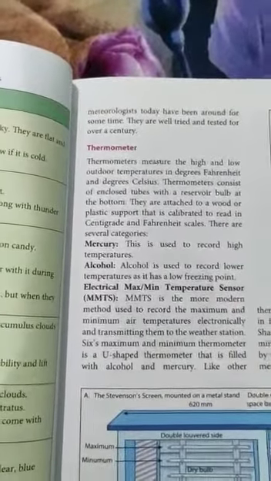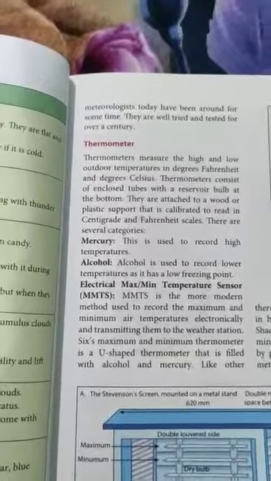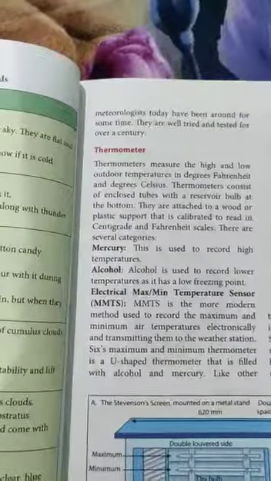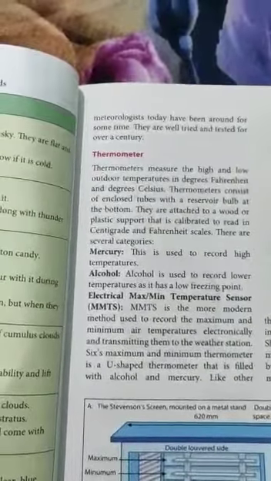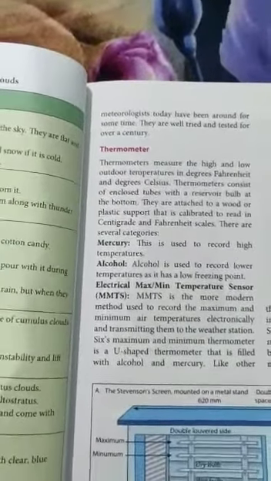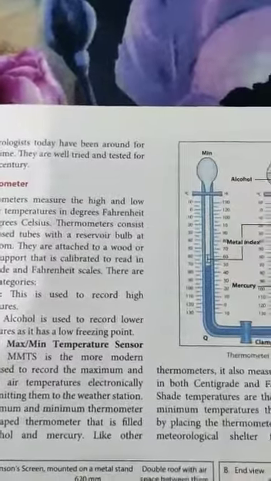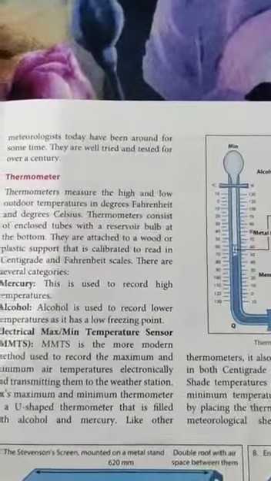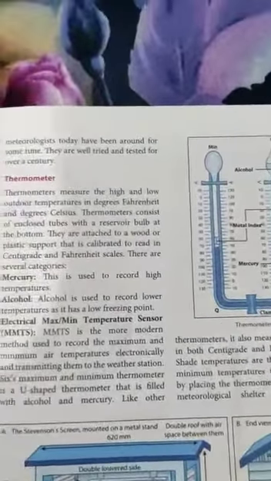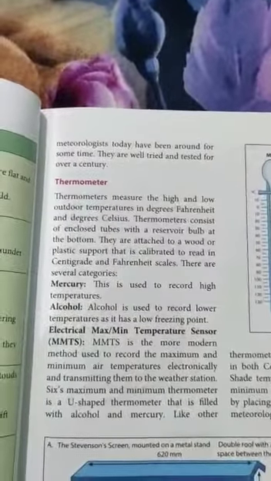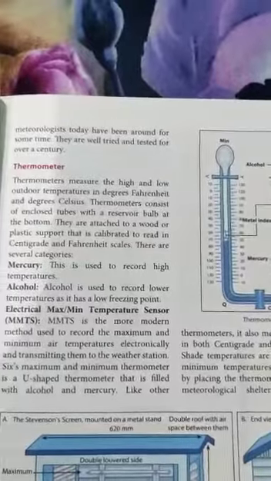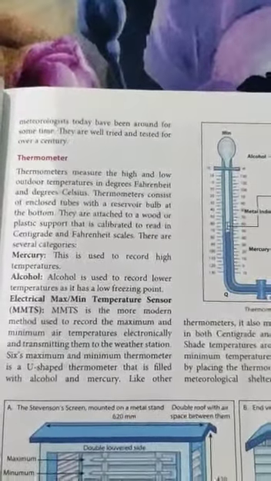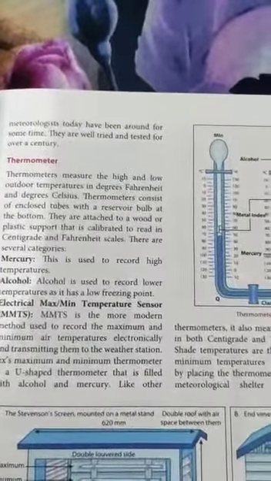The Six's maximum and minimum thermometer is a U-shaped thermometer that is filled with alcohol and mercury. So, you can see here the thermometer filled with alcohol and with mercury here. Like other thermometers, it also measures temperature in both centigrade and Fahrenheit scales.